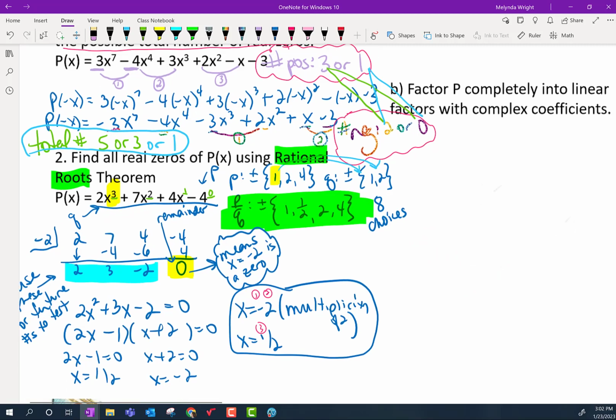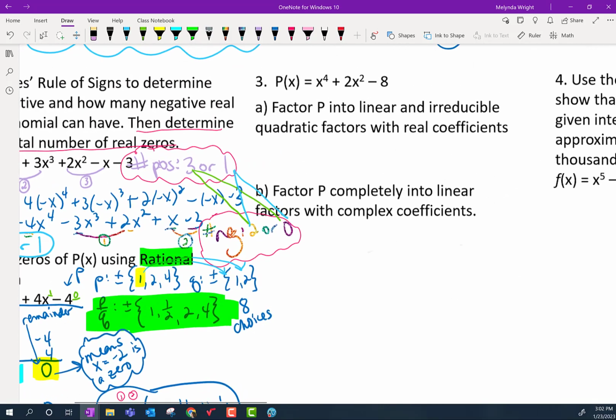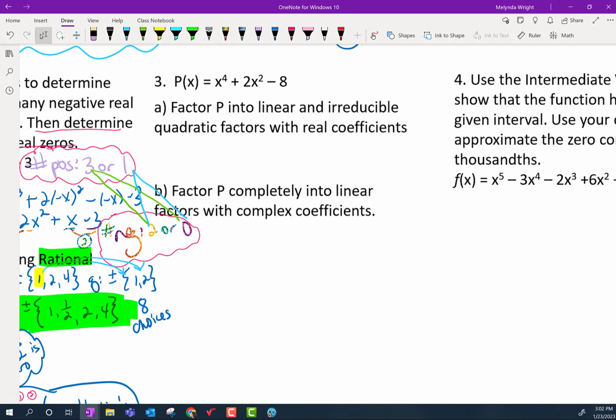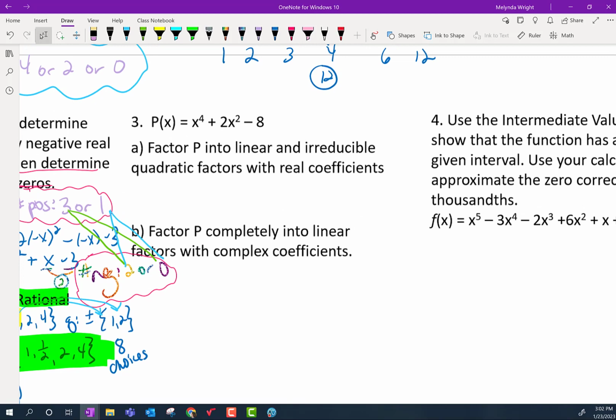All right. So the next one is factoring. Yay. Factor p into linear and irreducible quadratic factors. I already explained what linear and irreducible quadratic means. So hopefully you have that written down. So factoring, if you forgot about factoring, you might want to go back and look at your notes from last year about factoring. We have a whole lesson on it with all kinds of instructions on what to do.